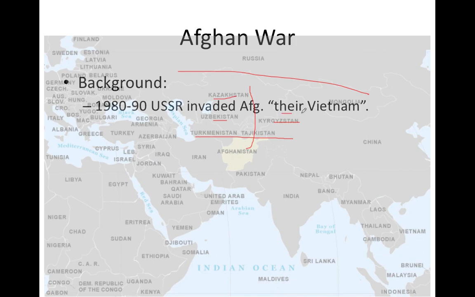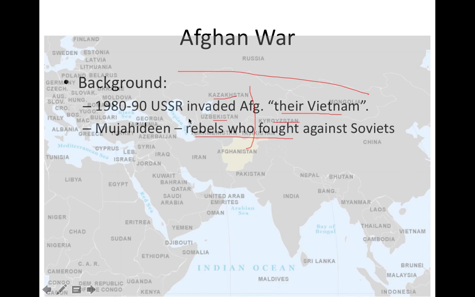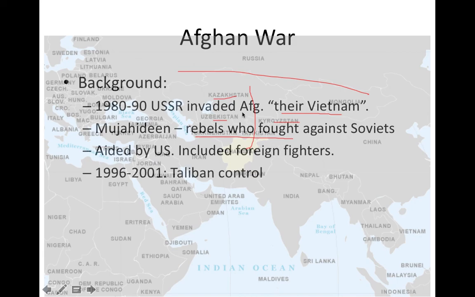It became their Vietnam. They were never able to really subdue Afghanistan, just the way we were never really able to subdue Vietnam. The Mujahideen were the rebels who fought against the Soviets, and we aided them with military weaponry and money. Foreign fighters came from other places, especially the Middle East, to fight against the invaders. Eventually the Soviets gave up and the Cold War ended and the Soviet Union fell apart.